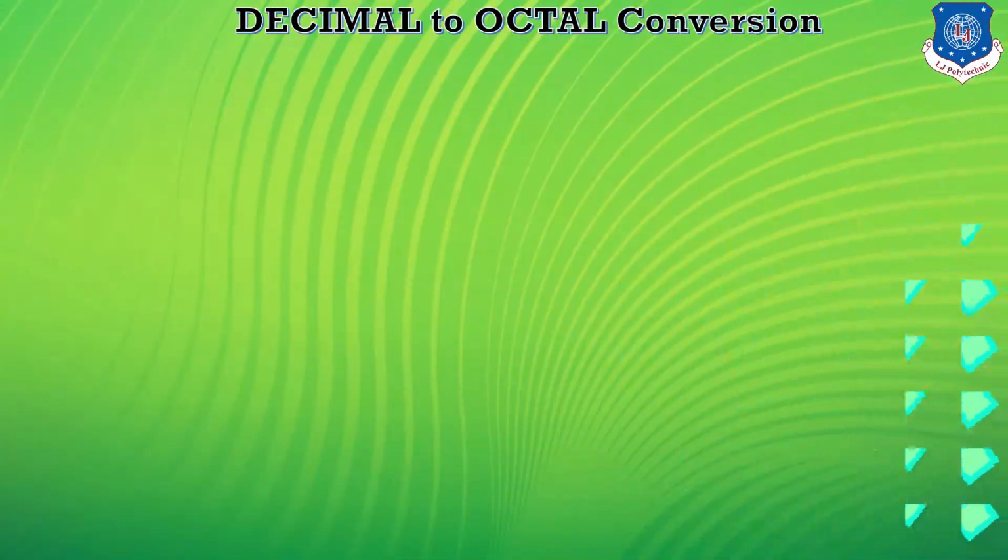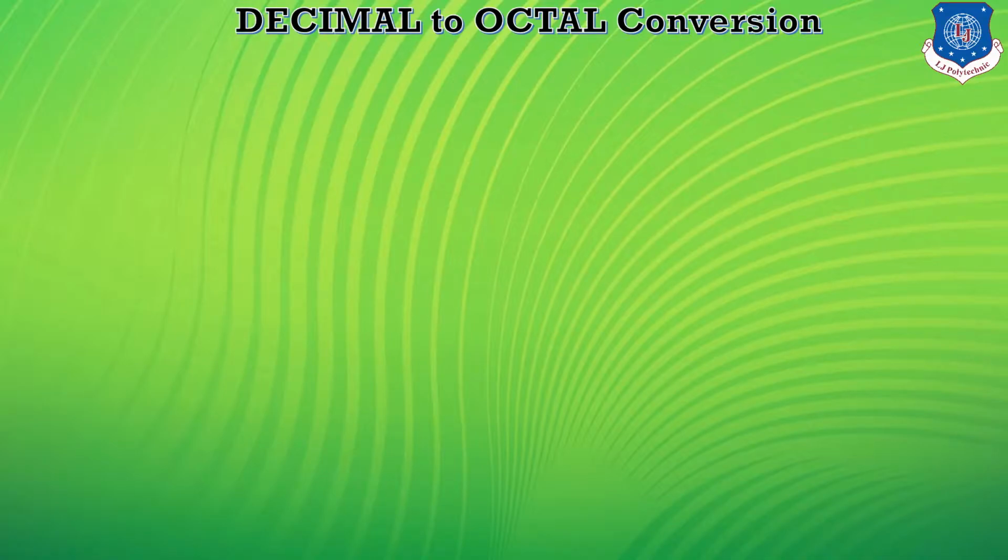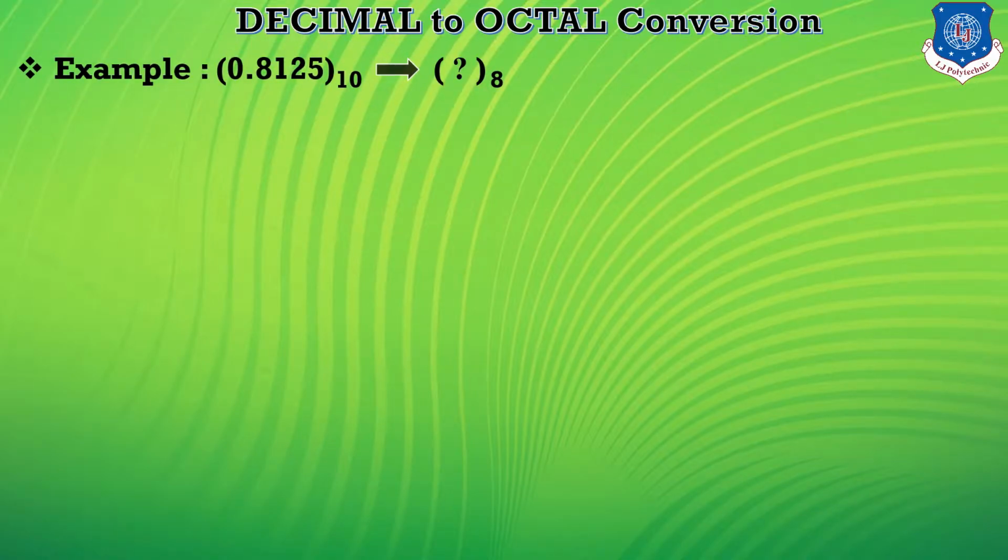Dear students, now I am explaining to you the conversion of the decimal number system to the octal number system for its fractional part. Dear students, listen carefully. The decimal to octal conversion method for fractional value is a little bit different. Here I take 0.8125 as a fractional decimal number. Now we proceed for its octal conversion.